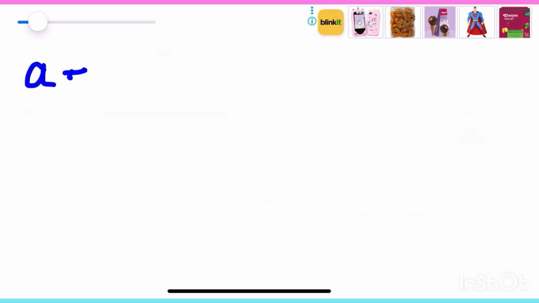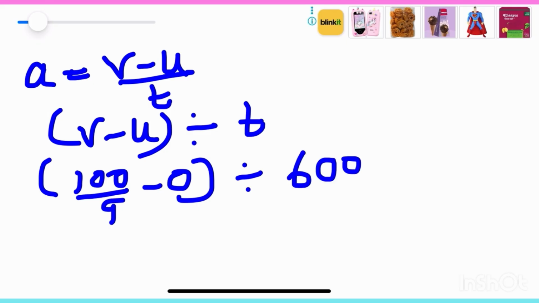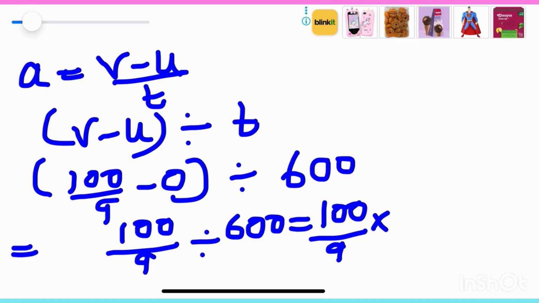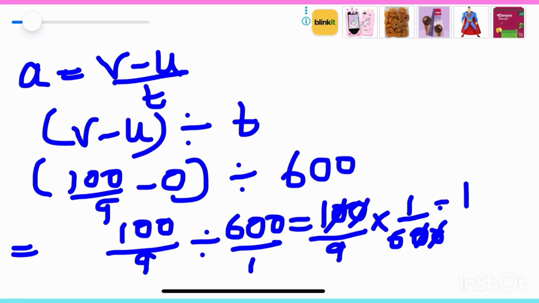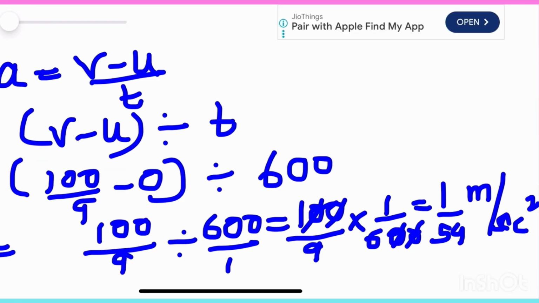Now acceleration is v minus u by t. In this case, this final velocity is in fractions. So again we'll write like this only, v minus u divided by t. V is 100 by 9 minus 0 divided by 600. Now 100 by 9 divided by 600, so that is equal to 100 by 9. Convert that into multiplication and take reciprocal of 600. So 600 by 1 will become 1 by 600. So that is equal to 1 by 54. 9 into 6, 54. 1 upon 54 meter per second square is the answer.